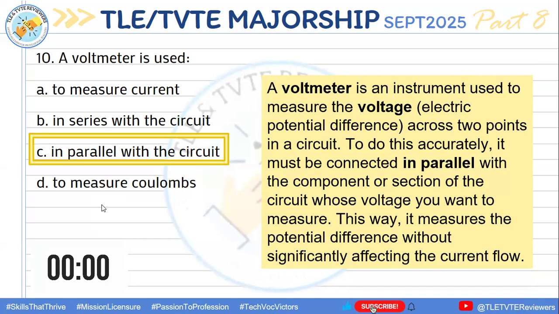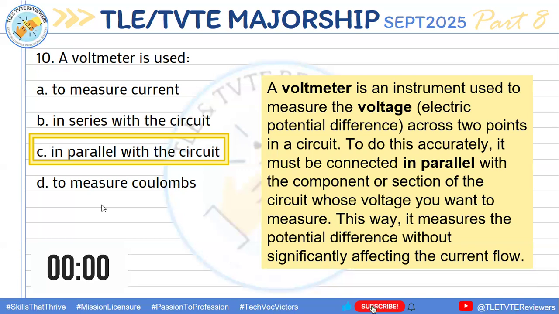For letter A, to measure current, this is incorrect because a voltmeter measures voltage, not current. An ammeter is used to measure current. Letter B, in series with the circuit, still incorrect because connecting a voltmeter in series would disrupt the circuit and prevent correct voltage measurement. So voltmeters have very high resistance to avoid drawing current. So they are connected in parallel instead.